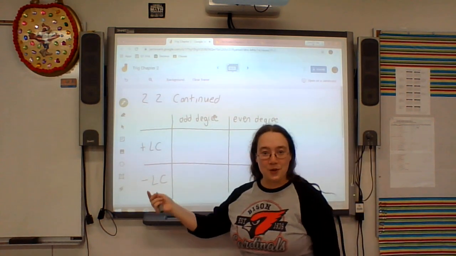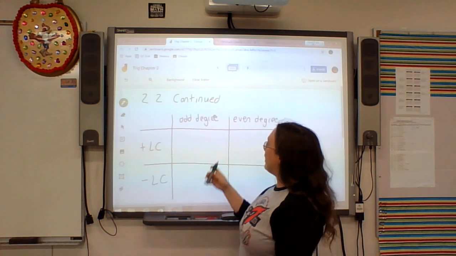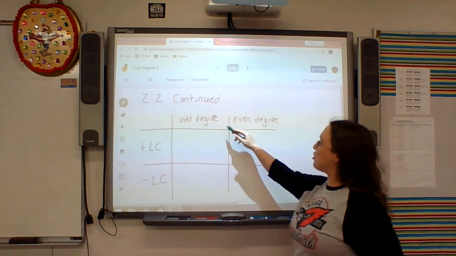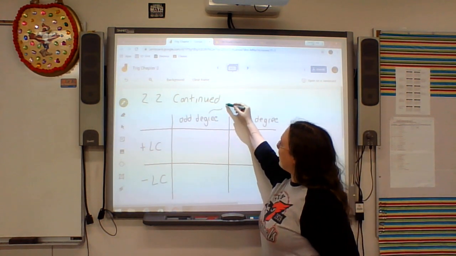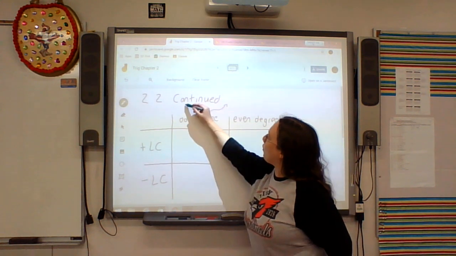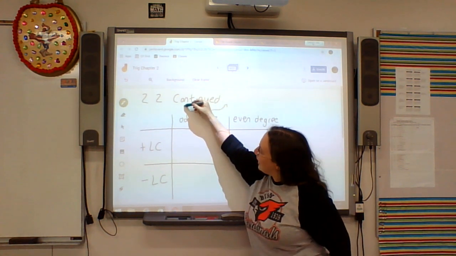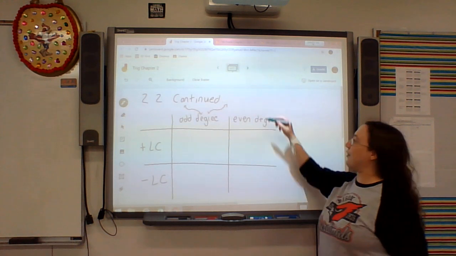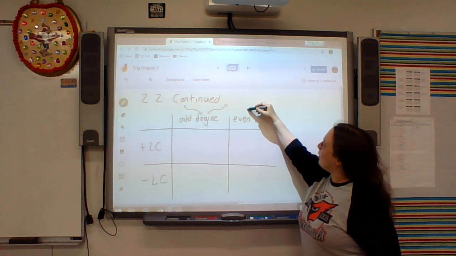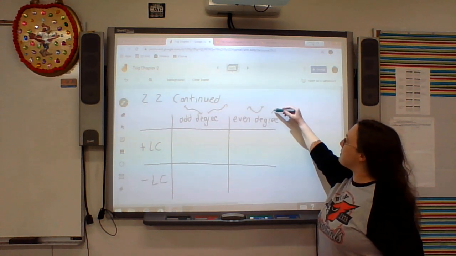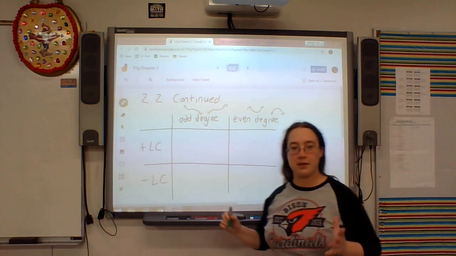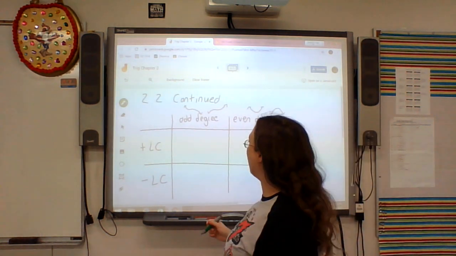On Tuesday, we got to the point where if we have something that has an odd degree, it either looks like this or it looks like this. And if we have something with an even degree, it either looks like this or it looks like this, and there might be some ups and downs in between, but that's what our end behavior is doing.